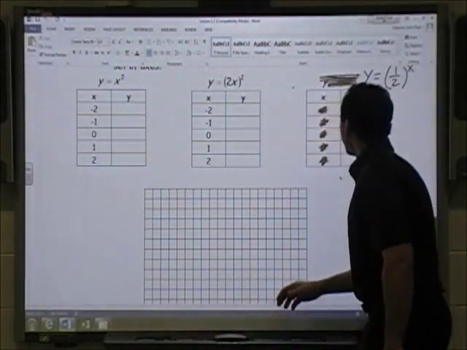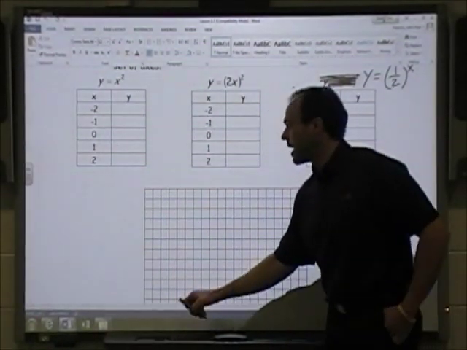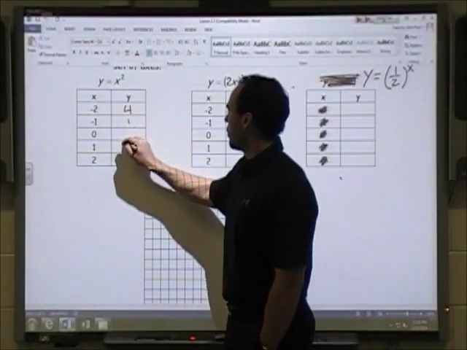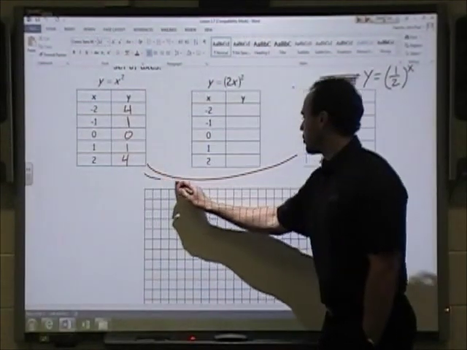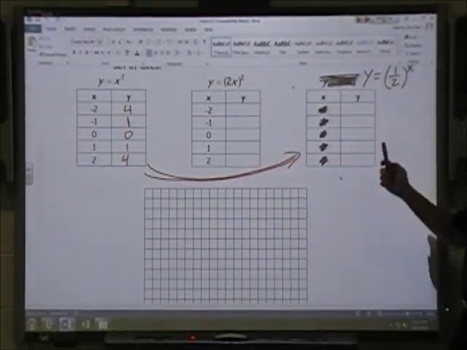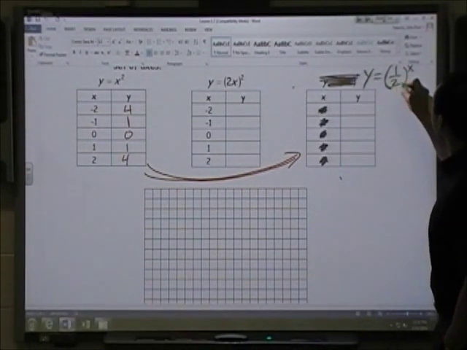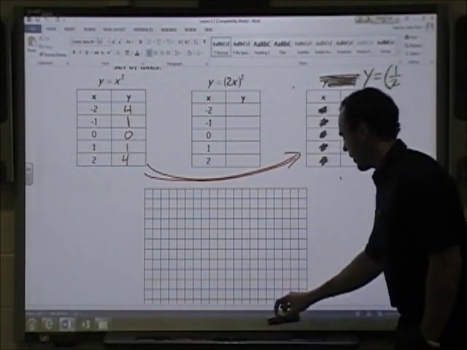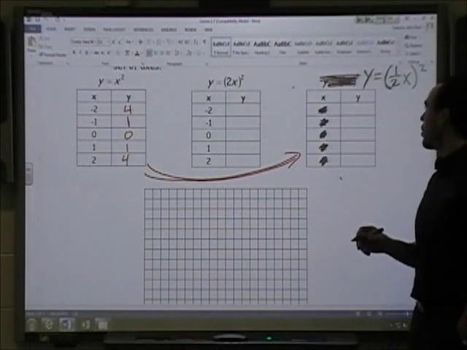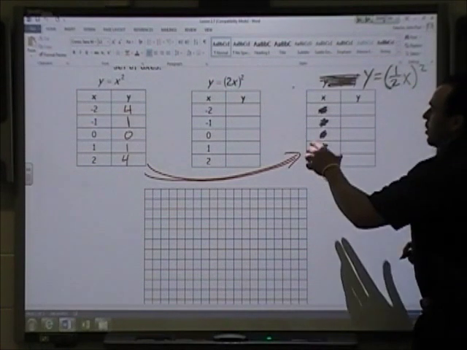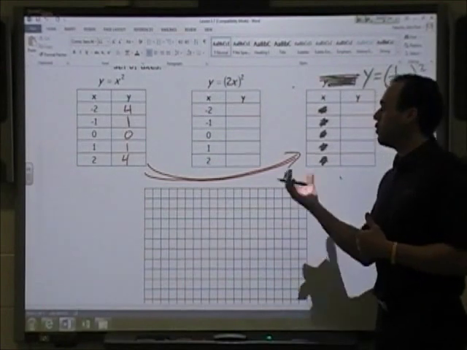So let's take a look at our next one. And our next one here is graphing y equals a half x squared. So if I want to graph this, you know the numbers here are 4, 1, 0, 1, and 4, because that's y equals x squared. And if I want to go straight to y equals a half x squared, remember what the 2 did when it was inside. The 2 was a horizontal compression by a factor of 1 over 2.